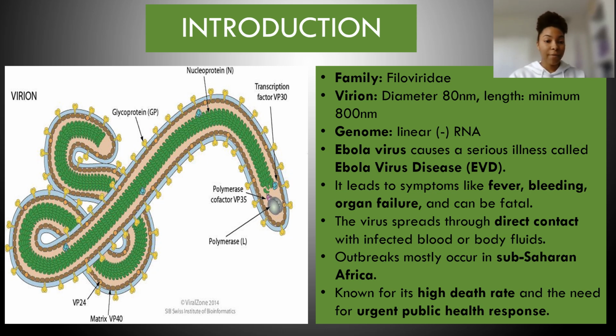Here on the left we have an image of the Filoviridae virion, which has a helical nucleocapsid. We can also see glycoprotein GP, transcription factor VP30, polymerase cofactor VP35, as well as polymerase L, VP24, and matrix, which is VP40.